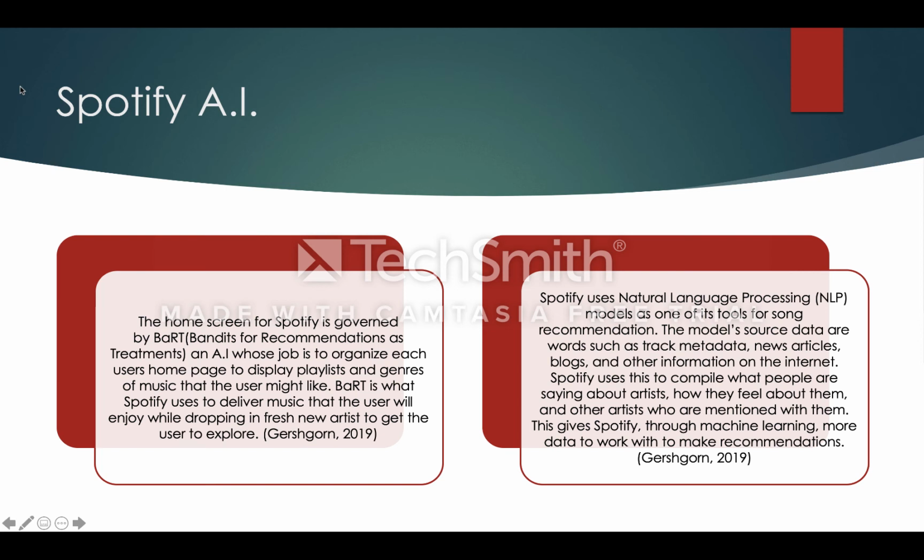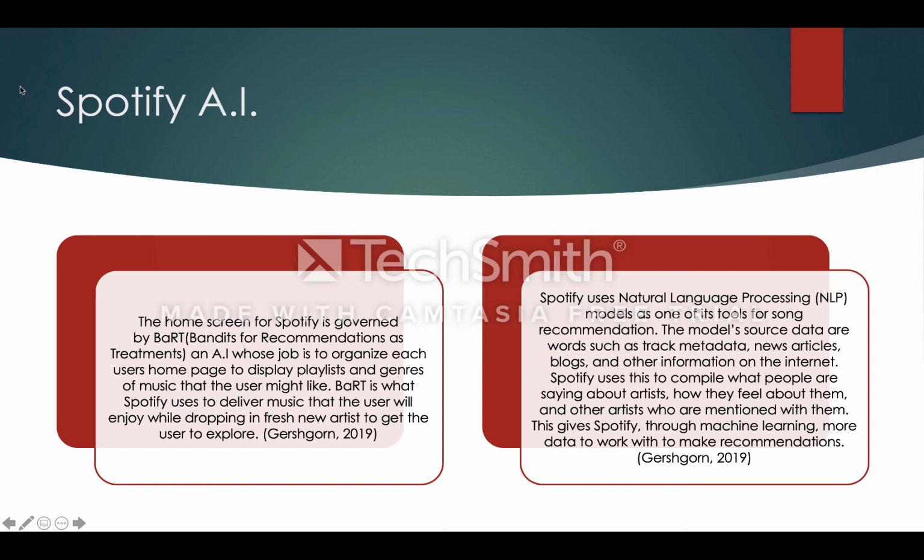The home screen for Spotify is governed by BART, Bandits for Recommendations as Treatments. It's an AI whose job is to organize each user's homepage to display playlists and genres of music that the user would like. BART is what Spotify uses to deliver music that the user will enjoy while dropping in fresh new artists to get the user to explore. So, yep, that's what manages your homepage. So when you go on your homepage and it sees you're listening to Lupe Fiasco, it's going to also show you, these are artists similar to this artist. Maybe you should give them a listen.